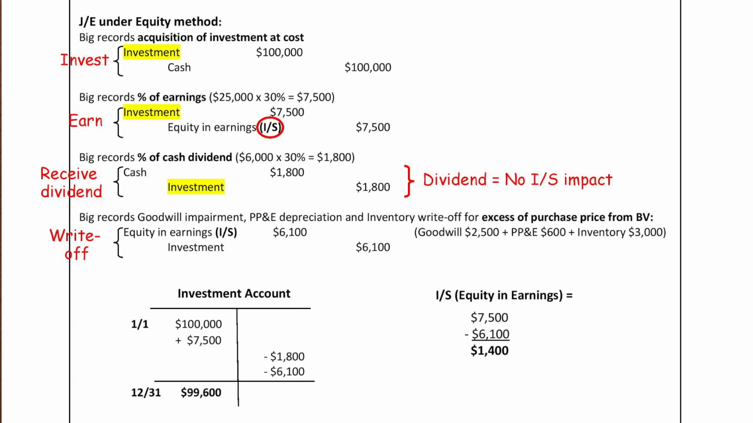And finally, let's look at goodwill. The goodwill was accounted for at $10,000 and it says it's impaired by 25%. So that's $2,500 of write-off.